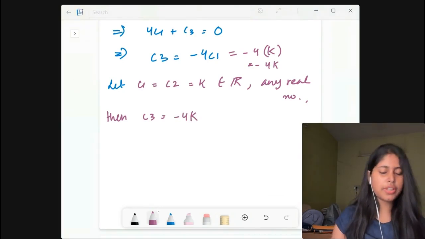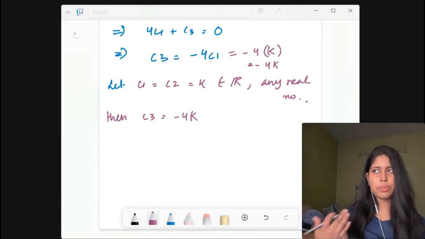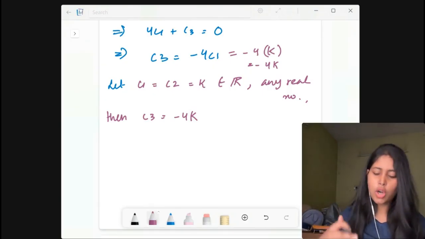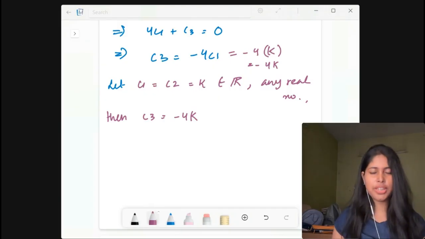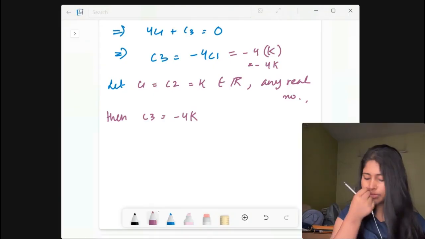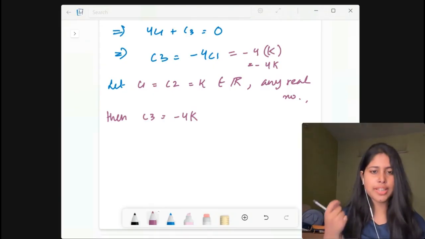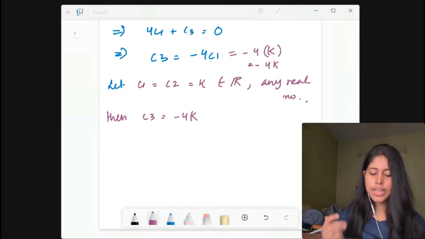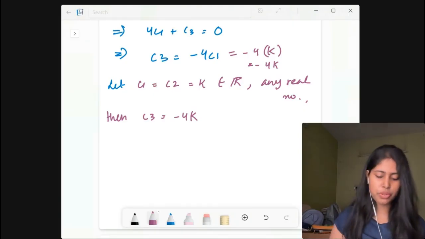Now, if you consider k to be 1 or k to be 2, anything, or just let k be k here only, then also if you check whether it comes to be (0,0,0) or not, you will see that it will come to be (0,0,0).